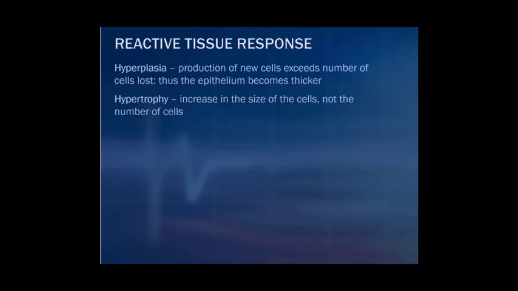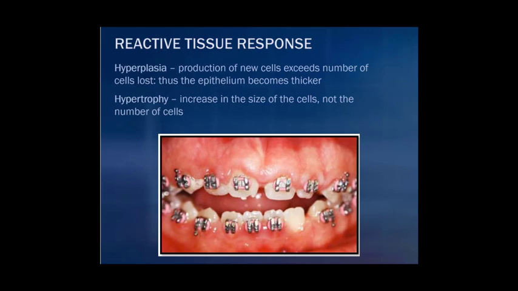Hyperplasia, simply put, refers to an increase in the number of cells. We see hyperplasia in the oral cavity a lot as a result of inflammatory response. Often the hyperplastic tissue will subside if the threat decreases, but sometimes that tissue does become permanent. So one example would be gingival hyperplasia during ortho.